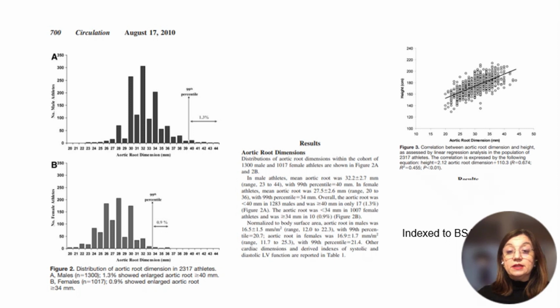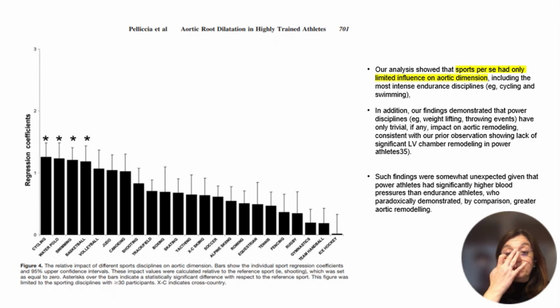They also showed a relationship between the height of patients and the aortic root, although at that time dimensions were normally indexed by body surface area. When they looked at the type of sport, there was only a limited influence on aortic dimensions, but the bigger aortic dimensions were found in high-intensity endurance exercise, like, for example, cycling. Other disciplines, like weightlifting and throwing events, had, if anything, only a trivial effect on the observed values.